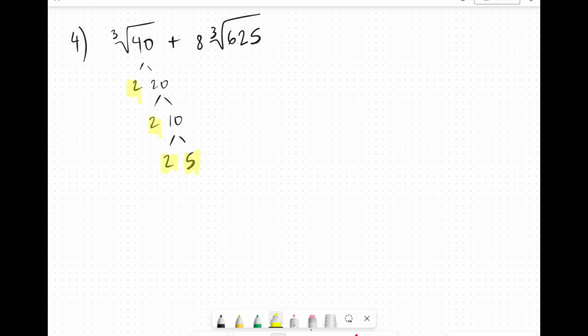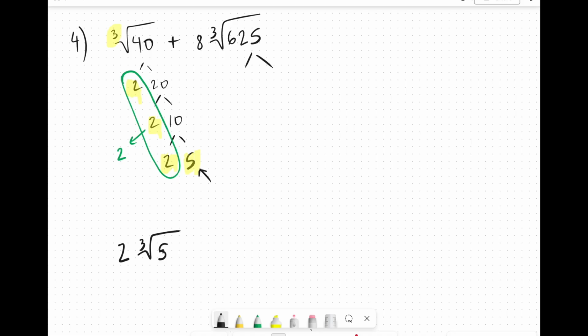So inside of the 40 you have 3 2's and a 5, and because this root is a cubed root, you will be circling 3 matching numbers at a time. So 2 will go to the front, 5 will stay back under the root, and make sure that you keep your root a cube root. Don't magically change it into a square root. Don't forget that index. Let's go ahead and look at 625.